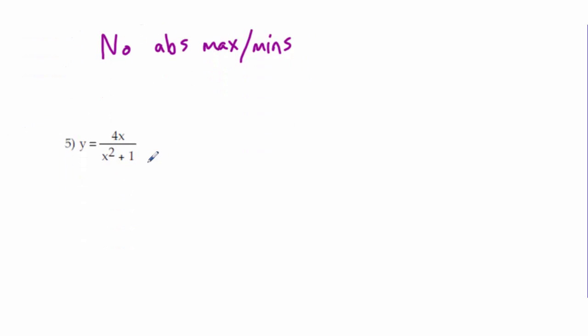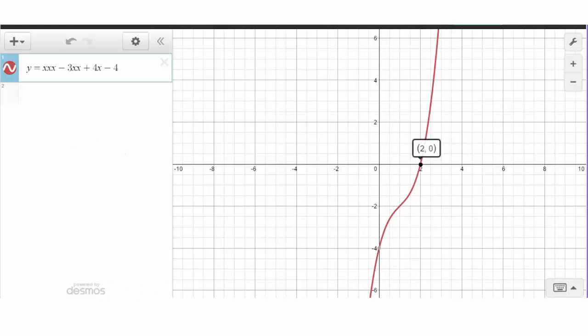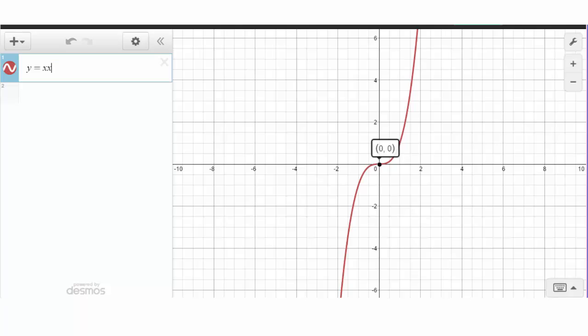On 5, this especially we want to graph. I don't know about you, but I don't know what that looks like off the top of my head.